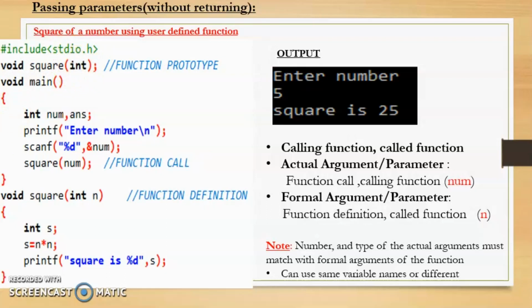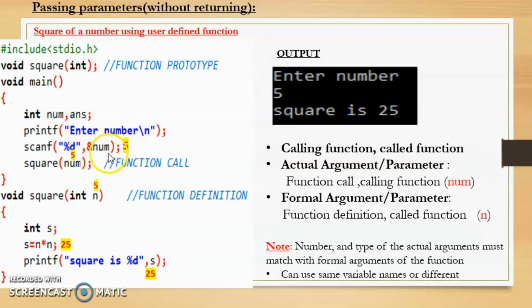The program will start from the main function. We have declared two integer variables, num and answer. First we will ask the user to enter a number. Whatever number the user enters will be stored in the variable num. Suppose the user enters the number 5, so num will hold the value 5. Then this statement is the function call, which means we will call the square function passing num as the parameter. The num value was 5, so we will call the square function with value 5. Once the square function is called, control will pass to this function, and whatever value was passed will be collected in this variable n. So n value will be 5.